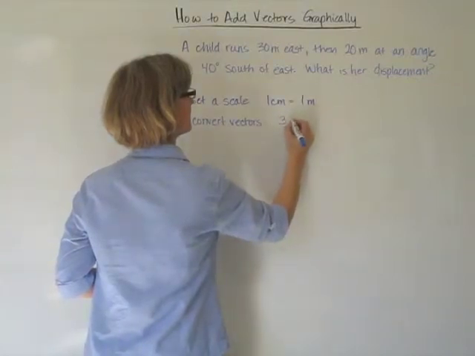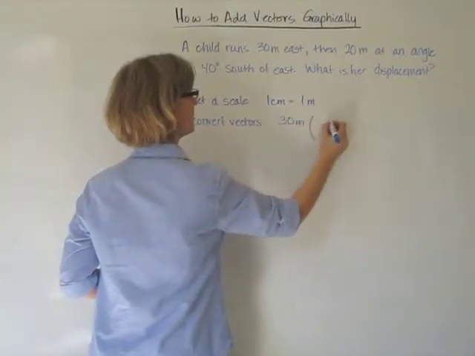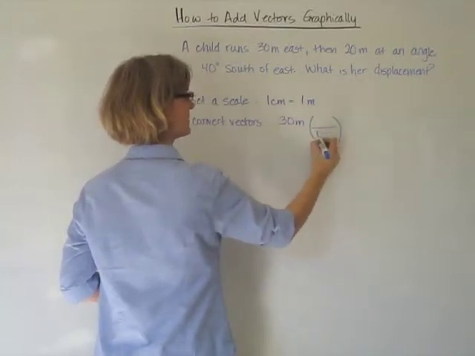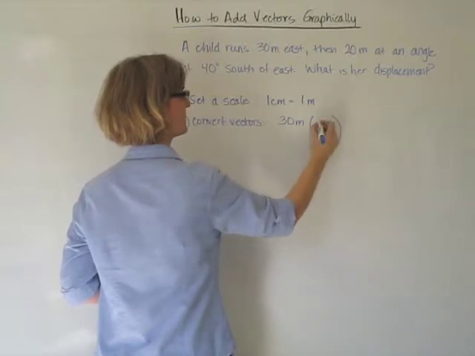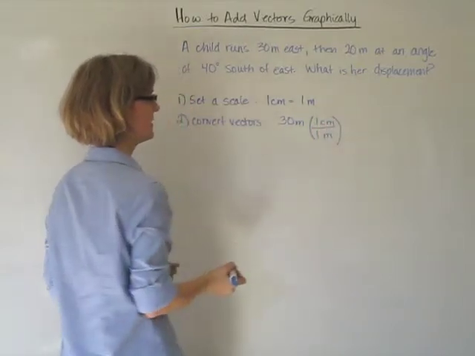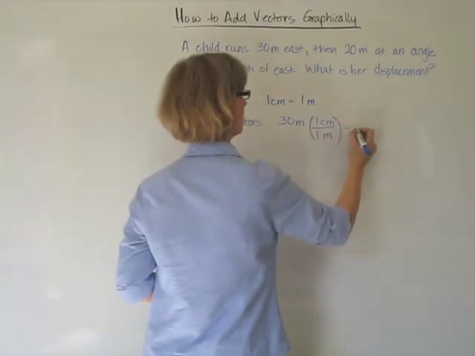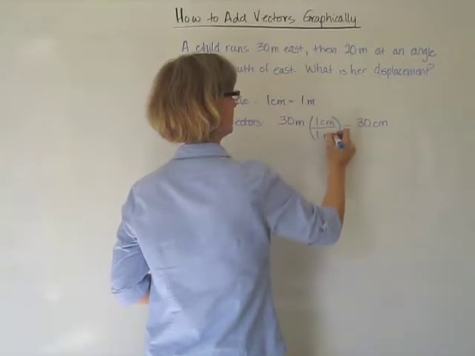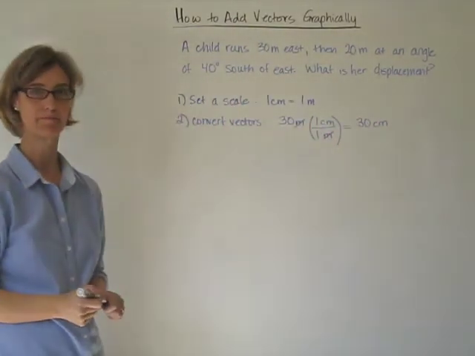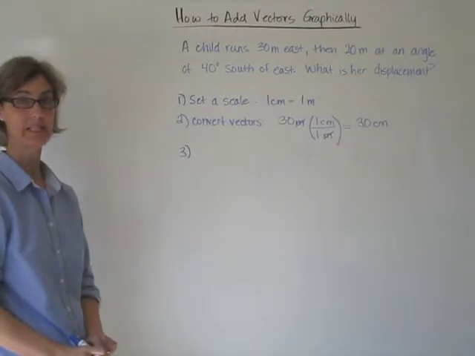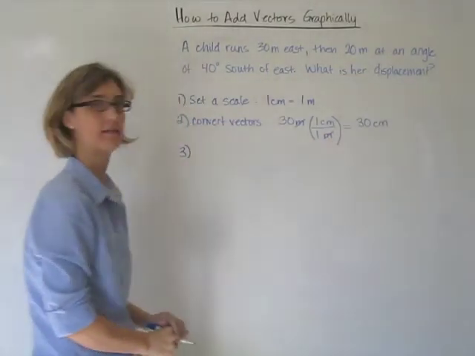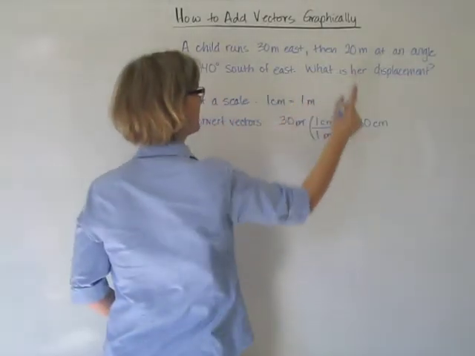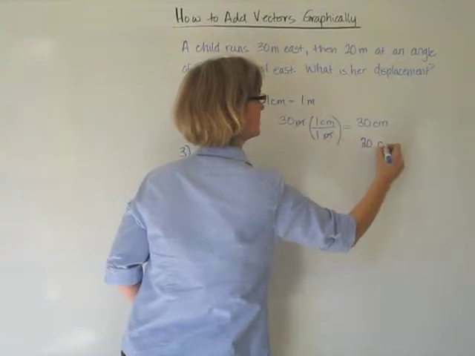So our first vector is 30 meters. To convert it using the scale, I'm going to multiply by the scale as a conversion factor. I'm going to put meters on the bottom because I want the meters to cancel out since I'm converting to centimeters. So this is going to give us 30 centimeters, canceling out our meters. Okay, so we have scaled one of our vectors and found out that it would be 30 centimeters long using this scale. The other vector, 20 meters, is going to be 20 centimeters long.